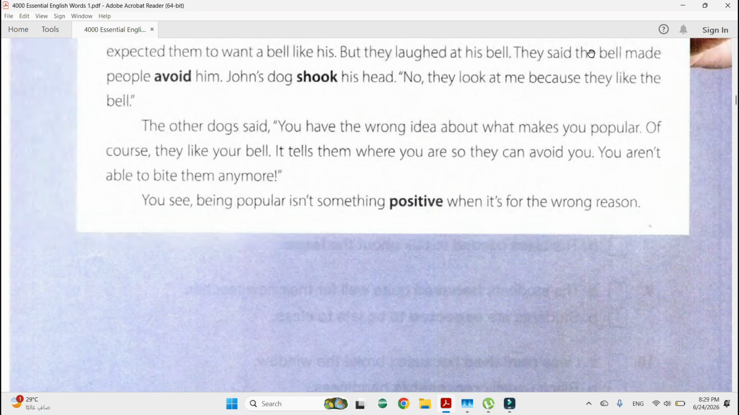The other dogs said, you have the wrong idea about what makes you popular. Of course, they like your bell. It tells them where you are so they can avoid you. You see, being popular isn't something positive when it's for the wrong reason.